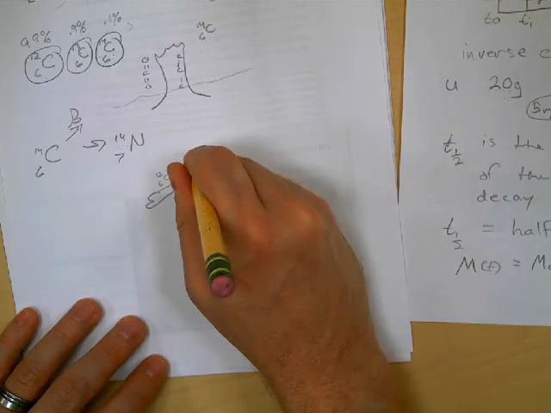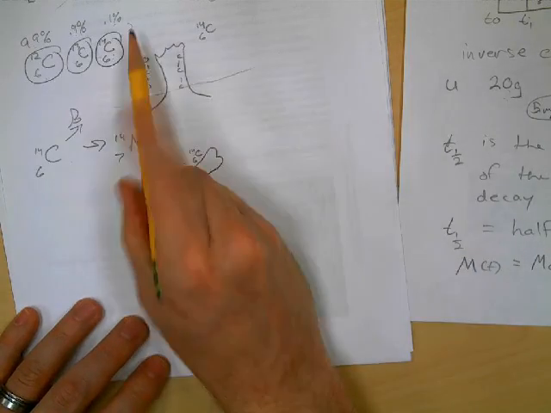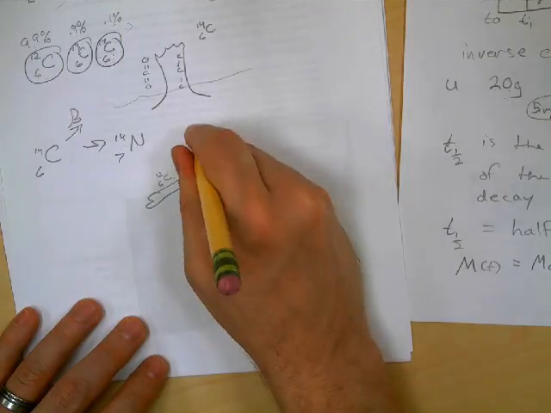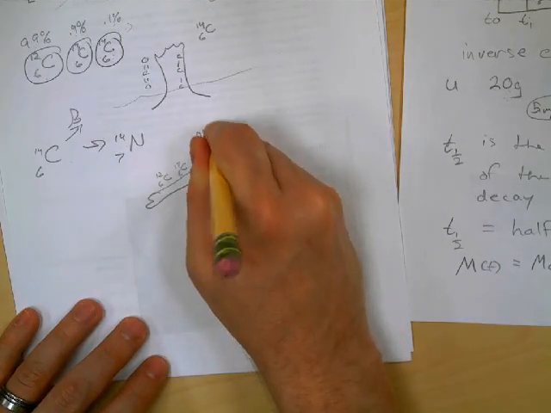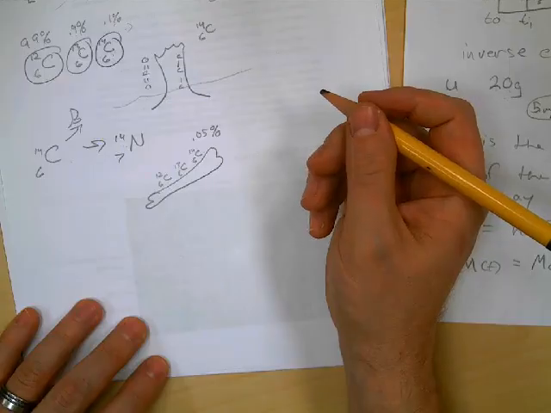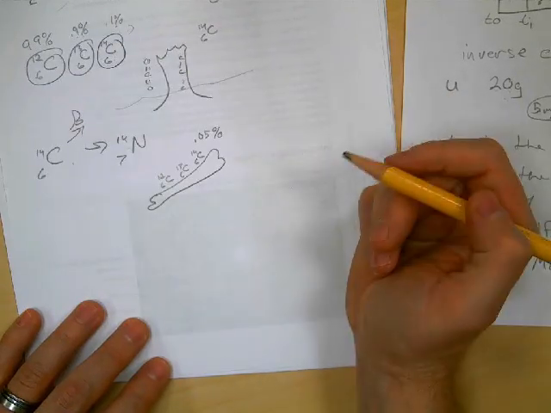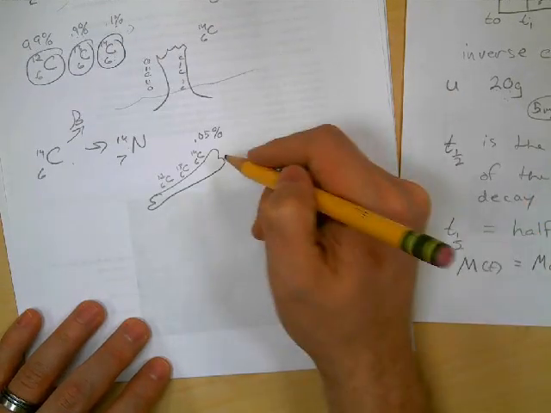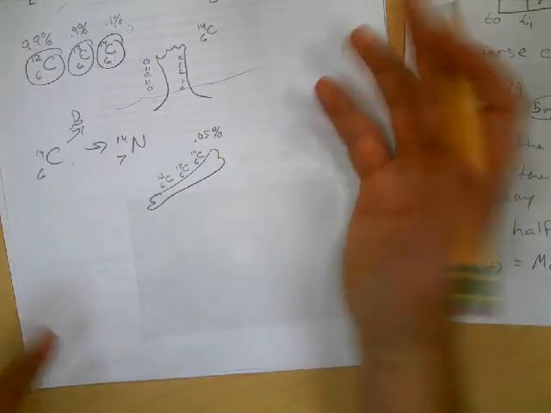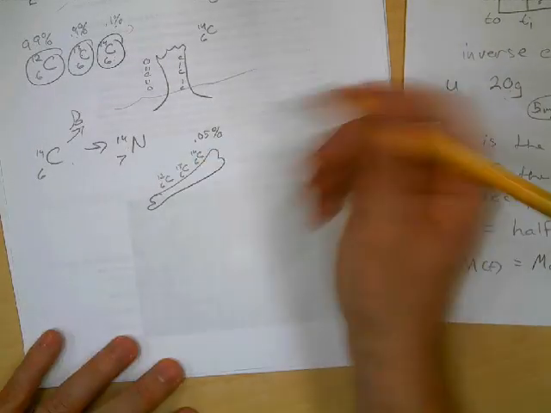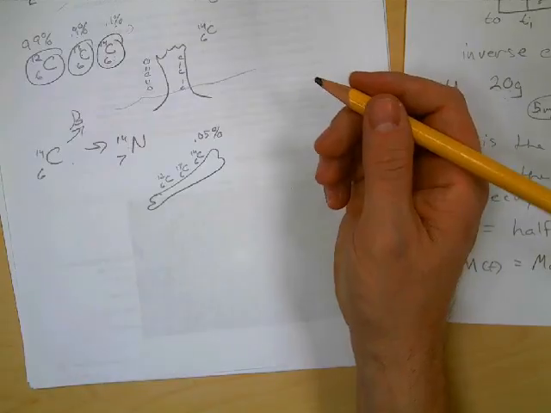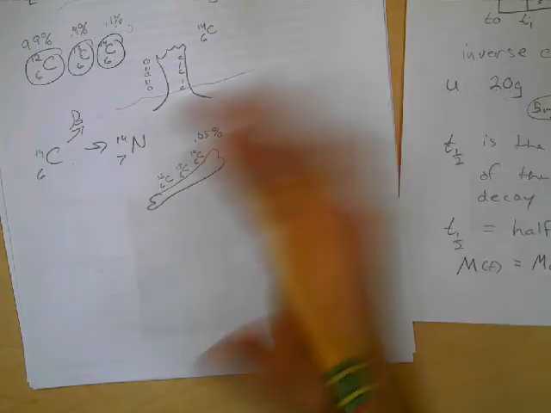Now, if it used to be 0.1% and now it's 0.05% carbon-14, you've gone to half the original amount. And you would say, oh, that thing died 8,000 years ago. I'm rounding. I don't remember what the actual half-life of carbon-14 is, but you would say it died one half-life ago. This is called carbon dating.